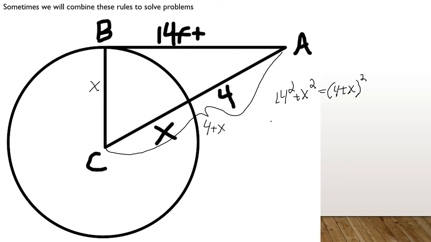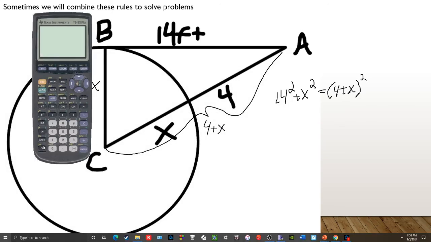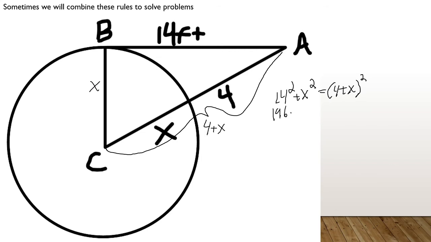Now, when we do this here, 14 squared, if I get my calculator here, I believe is 196, but I want to make sure I double check myself there. So 14 squared is indeed 196. 196 plus x squared. Over here, remember, this is the same as saying 4 plus x times 4 plus x. So this means that you're going to have to FOIL this out here. So you're going to end up with 16 plus 8x plus x squared.